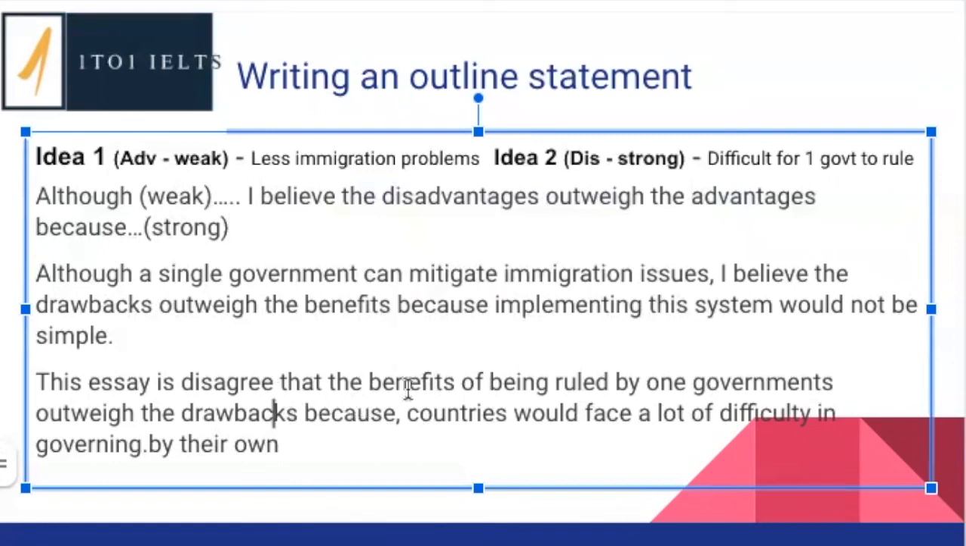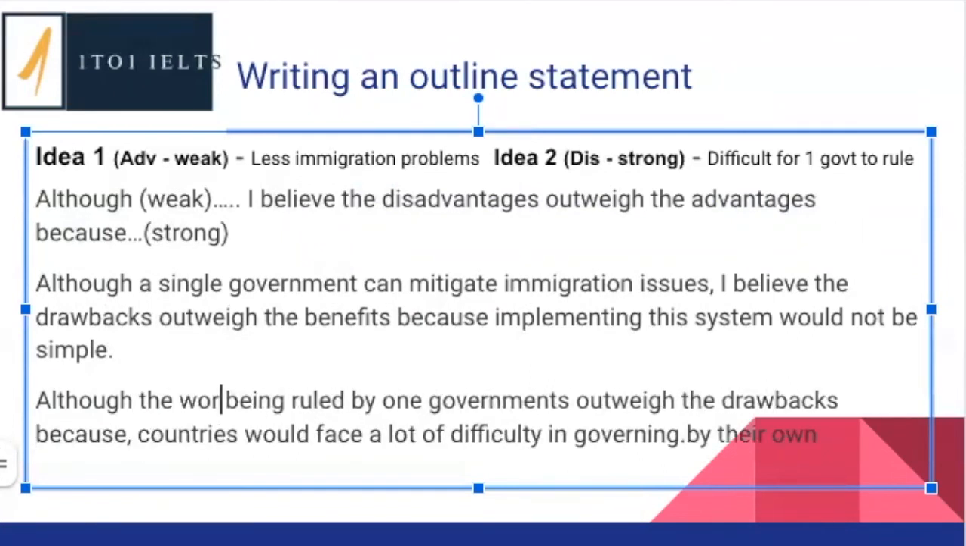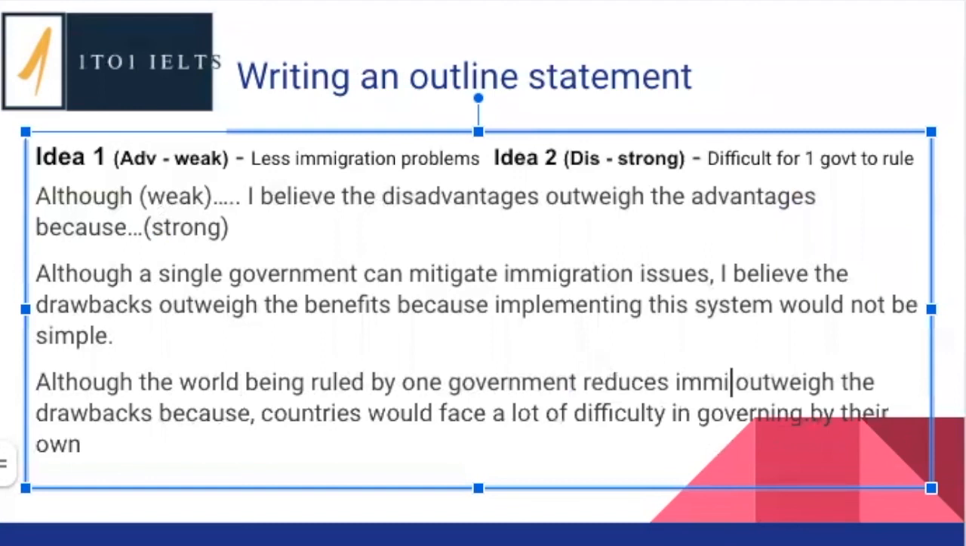Okay, so let's reword here. So although being ruled by one government, well, being ruled by one government. So what was the idea? The weak idea is there's less immigration. So although the world being ruled by one government, Jesus, immigration.